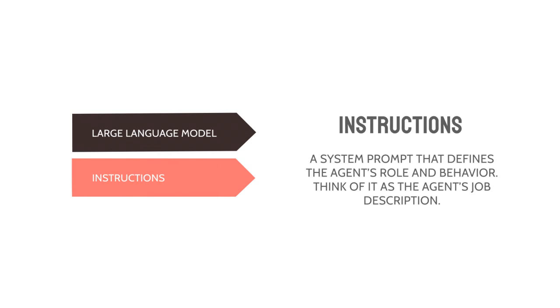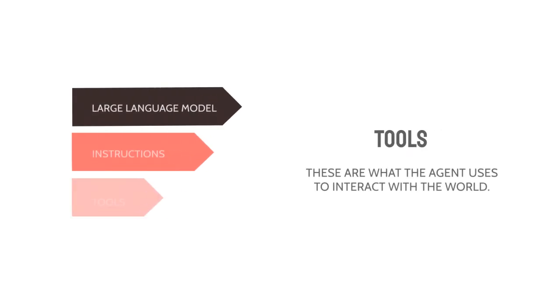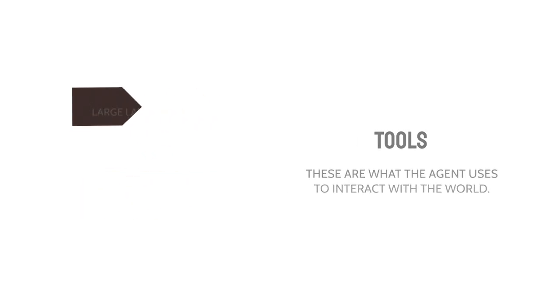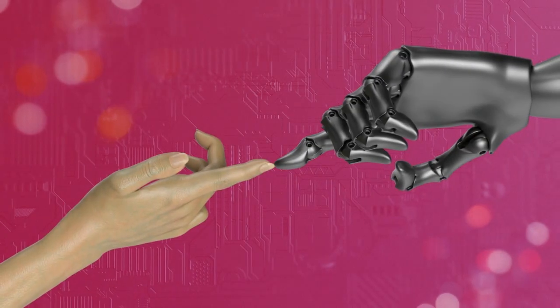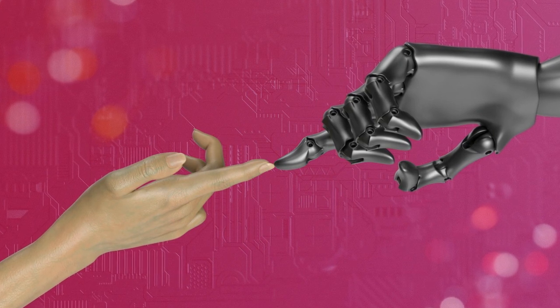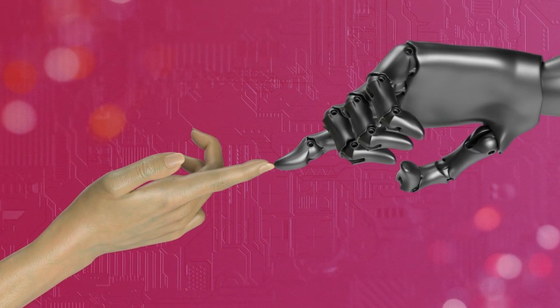Second, the instructions, which act as the job description. This is a system prompt that defines the agent's specific role and behavioral rules. Finally, the tools, which are the agent's hands and resources. These allow the agent to interact with the world by either retrieving information from databases, knowledge tools, or performing real-world tasks like sending emails or updating calendars, action tools. With these three capabilities, AI agents can intelligently automate complex tasks and collaborate with you to work smarter and more efficiently.